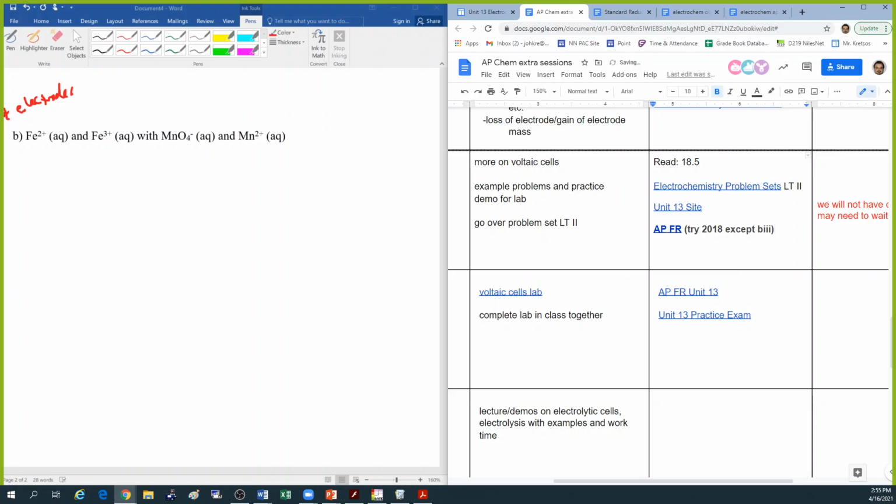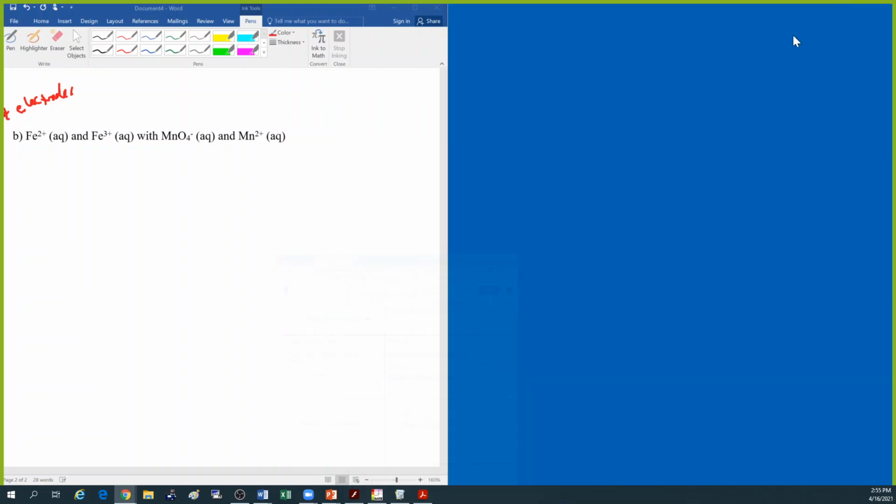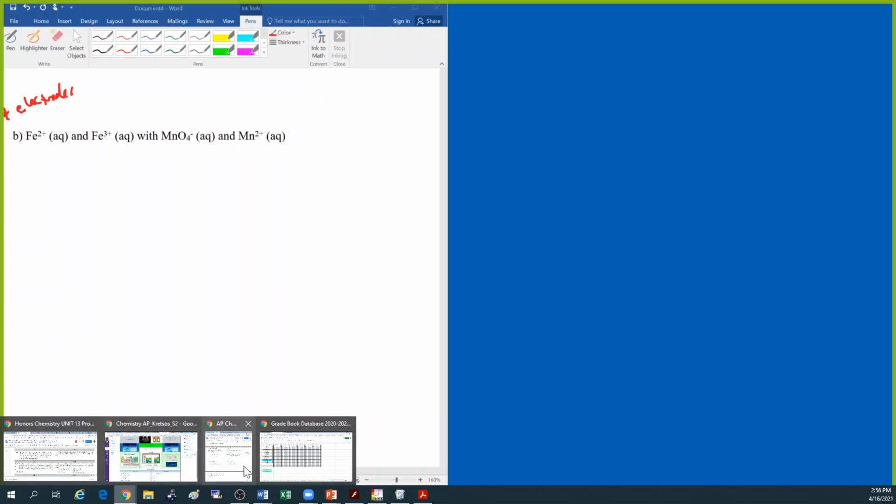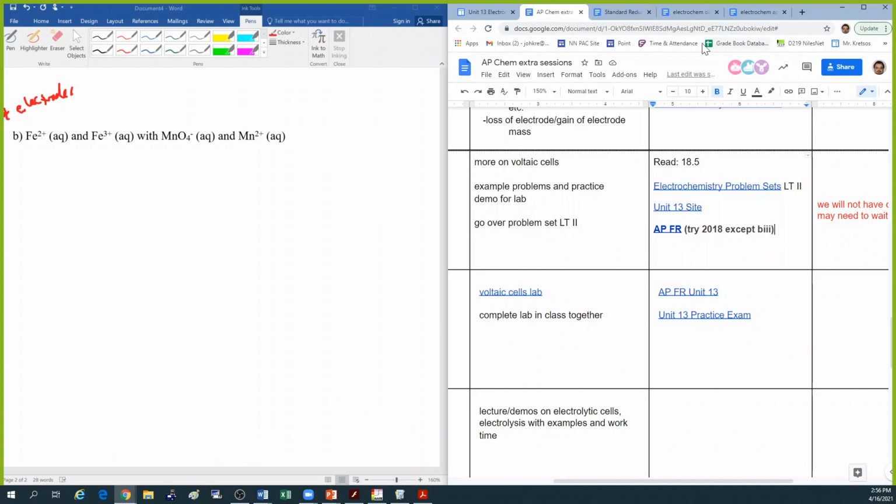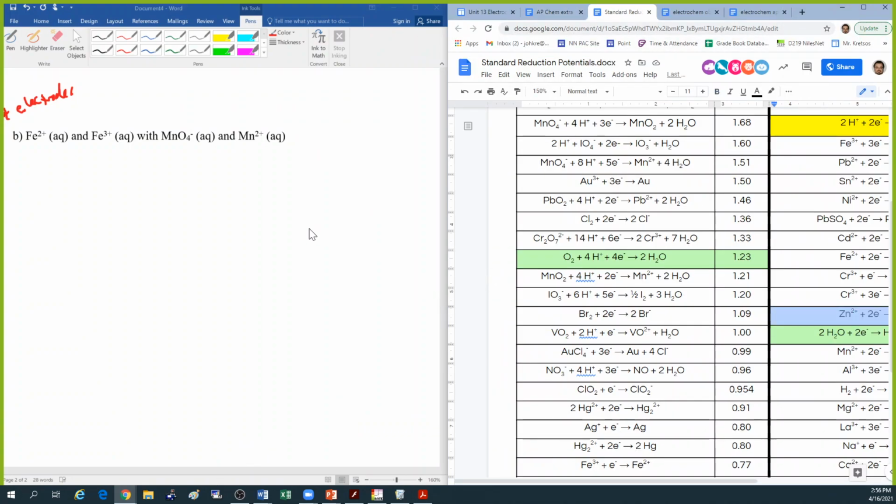We should probably start looking at it just to make sure we're on the right track because time is getting there. Oh, bye, Kristen. So let's take a look. So let's make sure we pick the right reactions. So to me, it looks like it's this one and the last one.